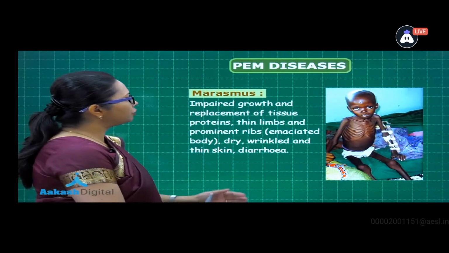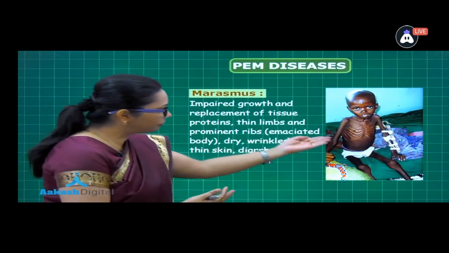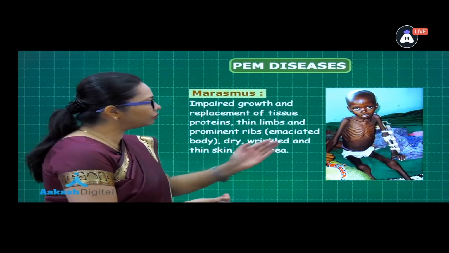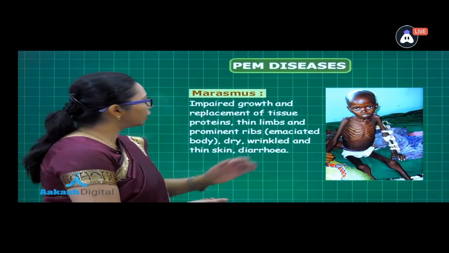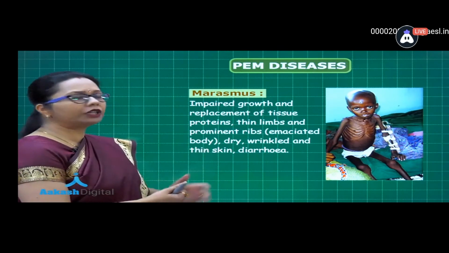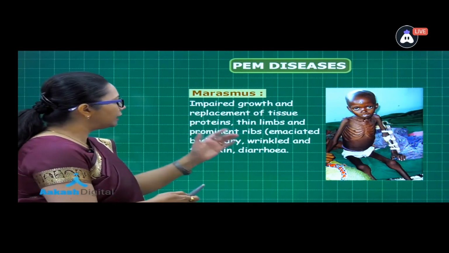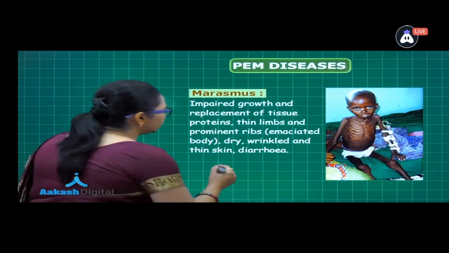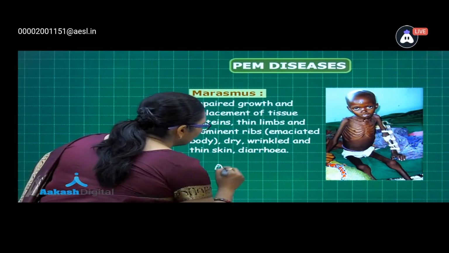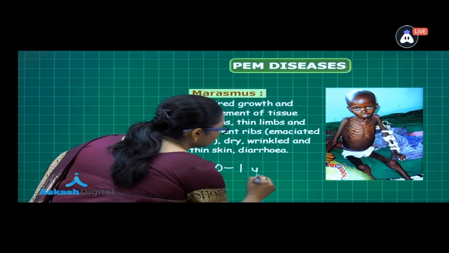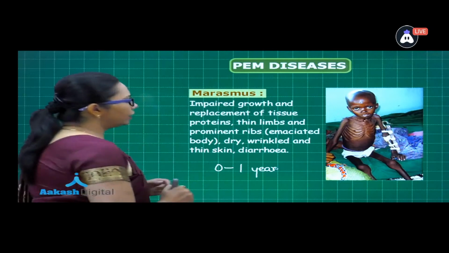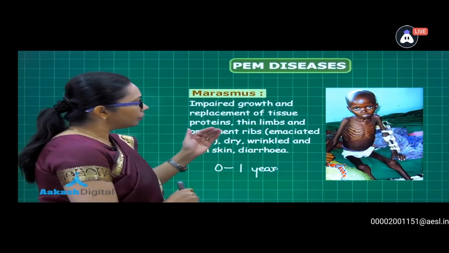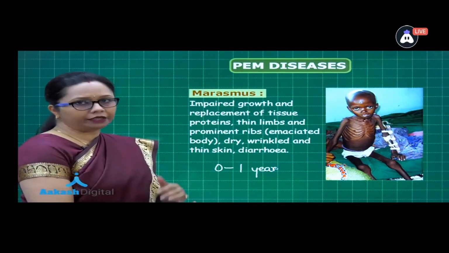Now in case of marasmus, there is no subcutaneous fat, as we can see. Emaciated muscles, all the ribs are easily visible, the limbs are so thin, highly weakened immunity would be there, and this kind of disorder is seen in children within 1 year of age. So it is a child belonging within 1 year, and there would be high mortality rate.